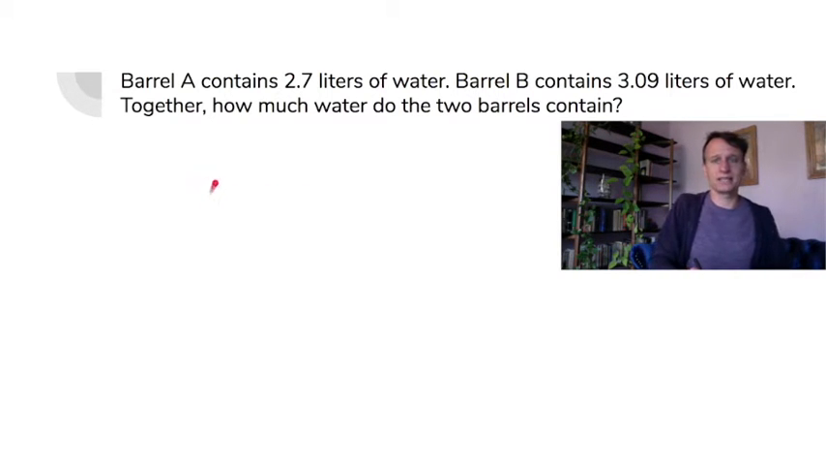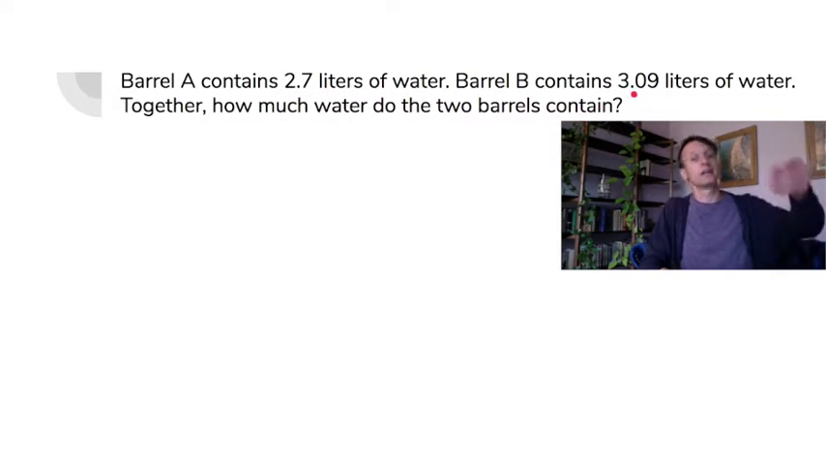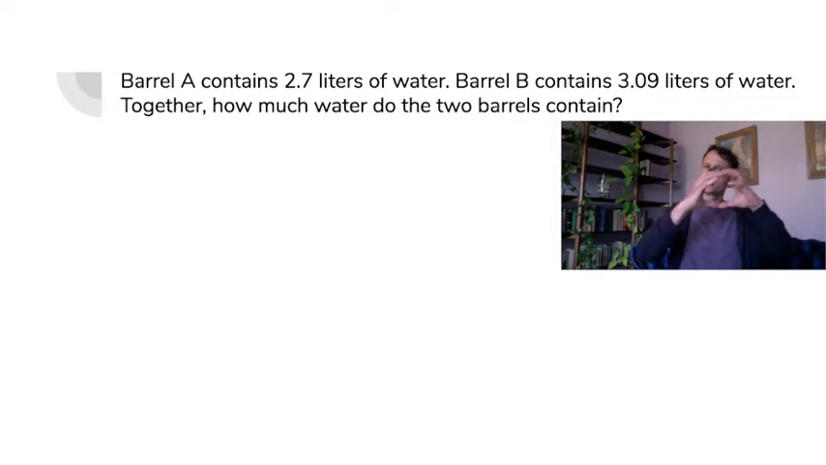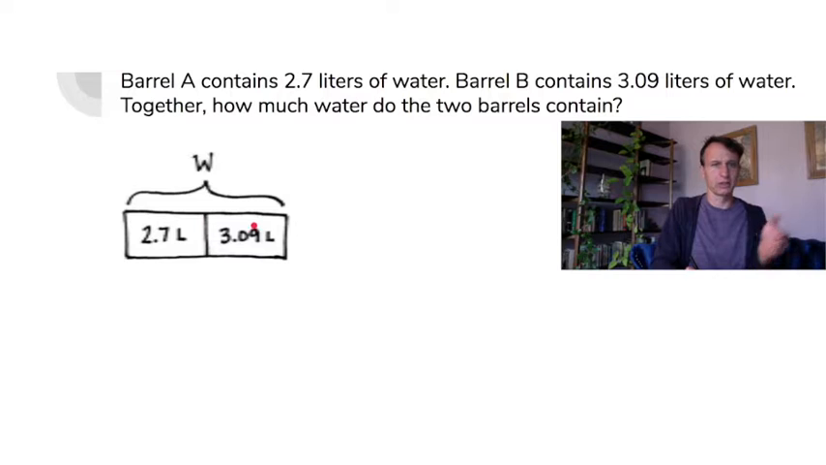Okay, let's draw a tape diagram. Barrel A has 2 7/10 liters of water. Barrel B contains 3 9/100 liters of water. Together, how much do they contain? We're drawing one tape because there's no comparison here. It's when we have comparisons that we need to draw separate tapes to keep our heads straight. All right, so one tape, we're putting them together. W is for water or whatever.